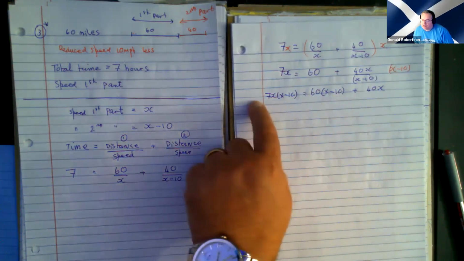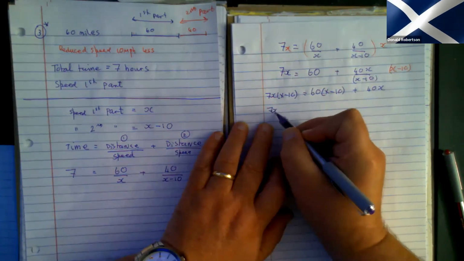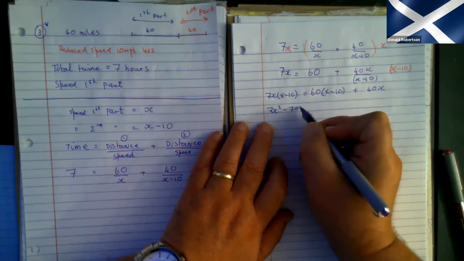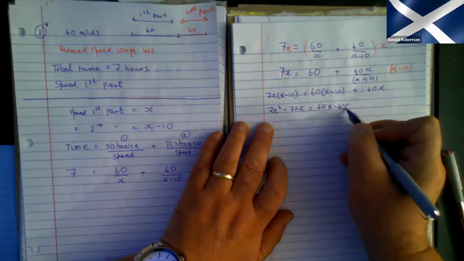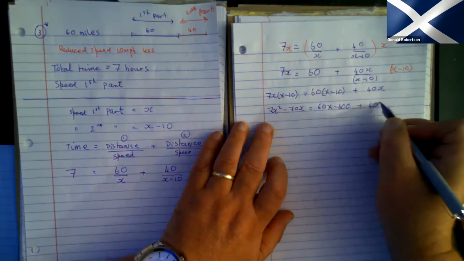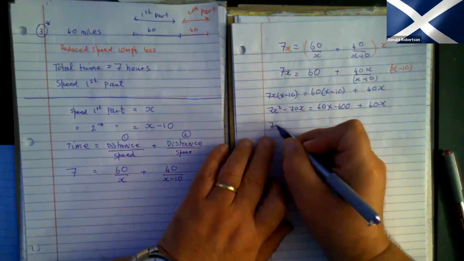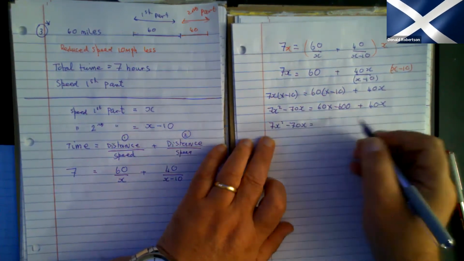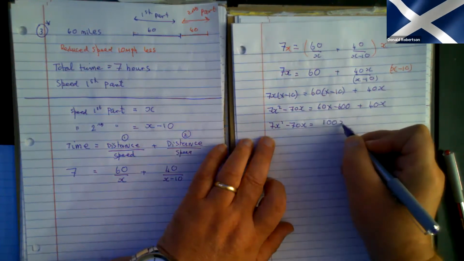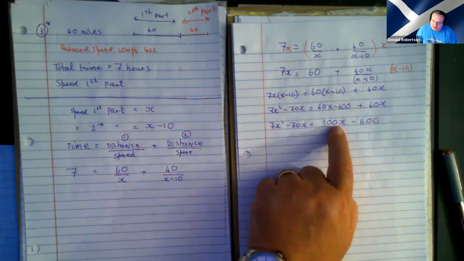Now, this is a quadratic equation. We just have to do a bit of work. If you distribute, you get that. If you distribute, you get that, and you get that. Now, I'm taking this nice and slowly, so some of the steps I'm doing here, you might basically just combine into one big step. But I'm adding the 60 and 40x together.